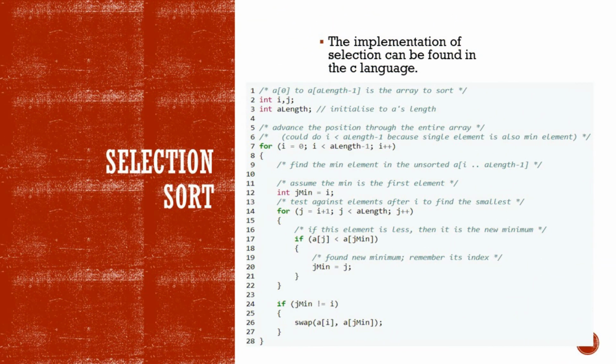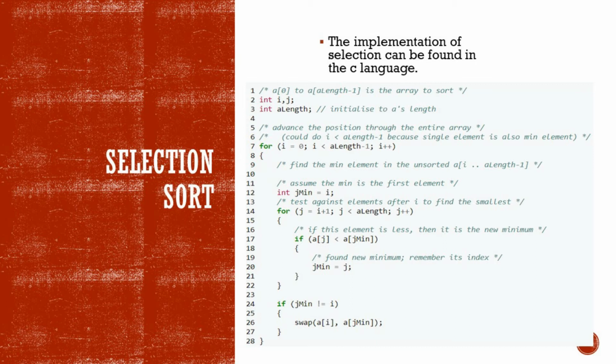Okay, firstly we will initialize the elements, which are integer i, j, and integer a length. Second, for i equal to 0, i less than a length minus 1, i plus plus. We use i less than a length minus 1 because we use the minimum element, which is the lowest element in the unsorted group, and we want to find it. And then integer j min equal to i, which means the i element is the current minimum.